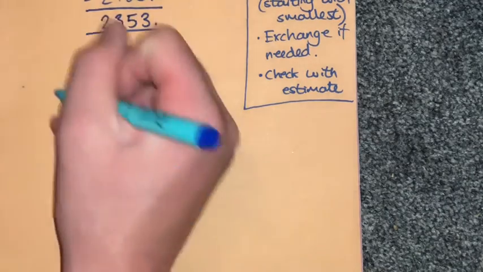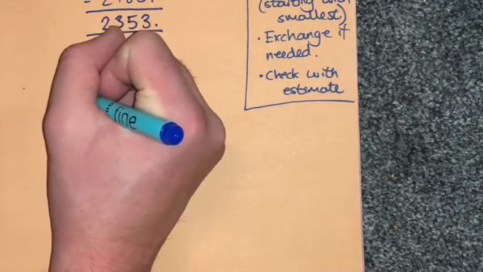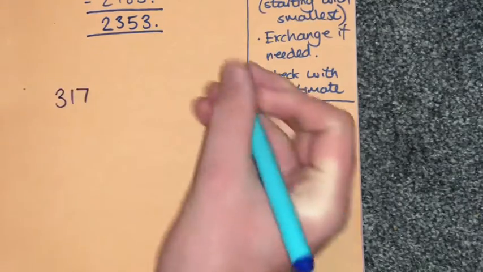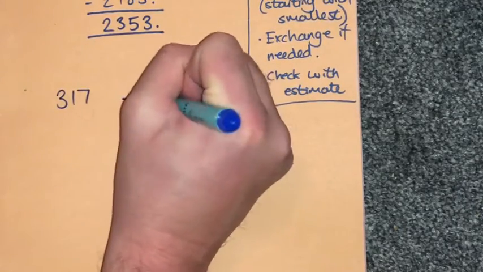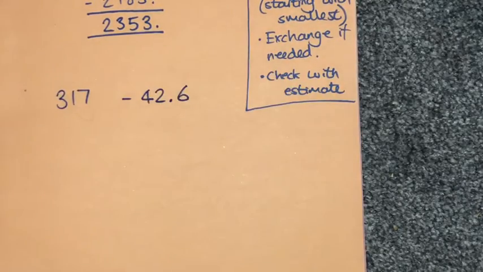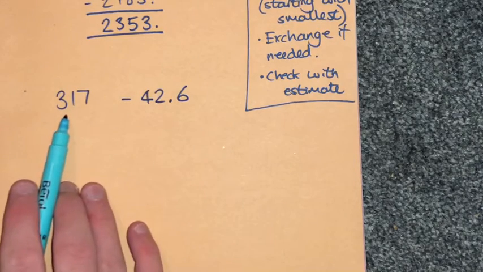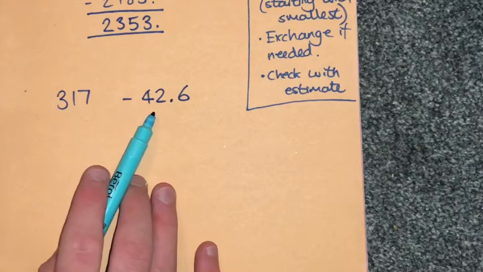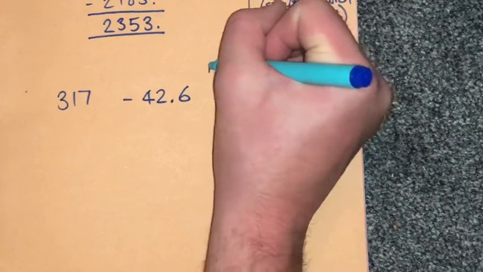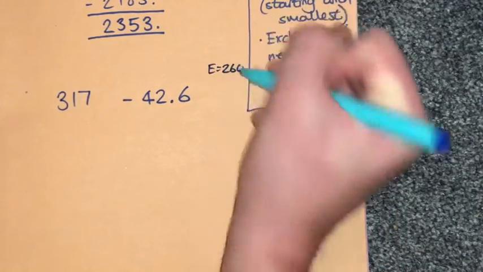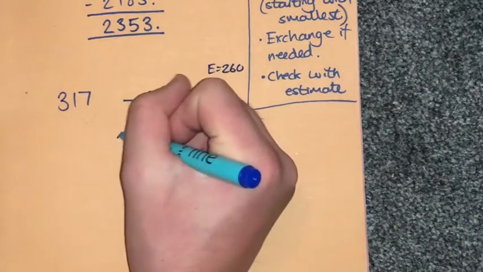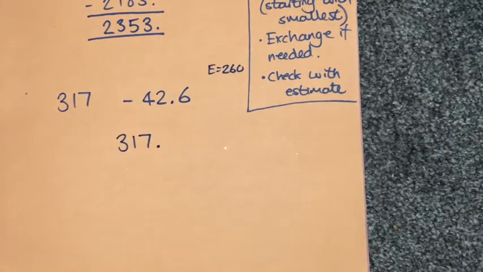So let's say we have something like 317 take away 42.6. Okay, first job, I'm going to estimate. So 317 is about 300, take away 40, so my answer should be somewhere knocking around 260-ish. So, put it in columns, 317, point.